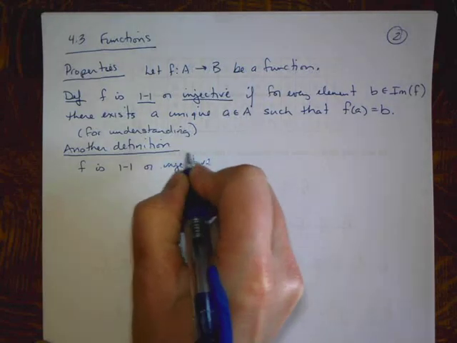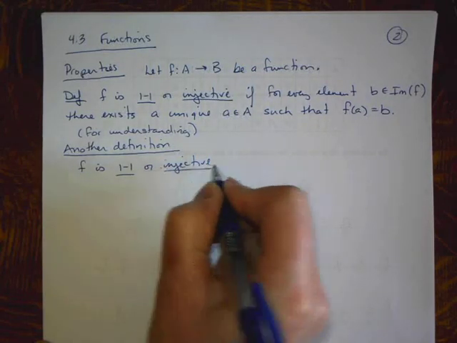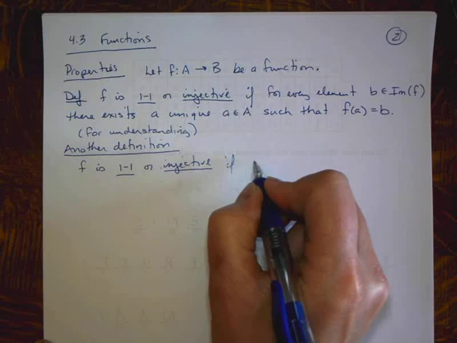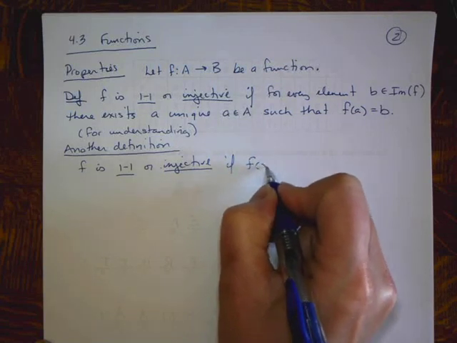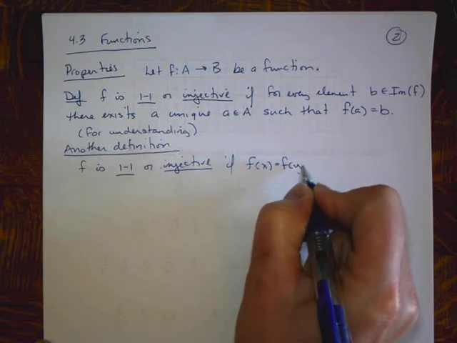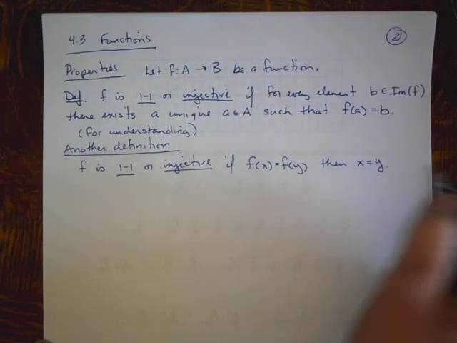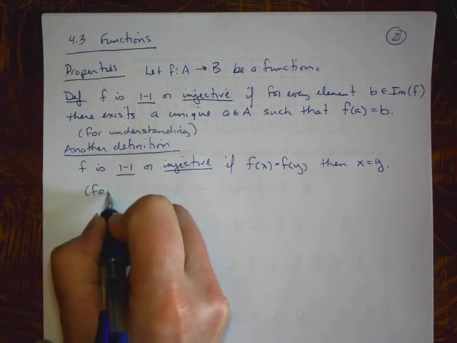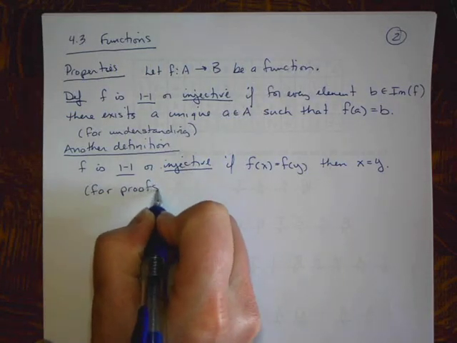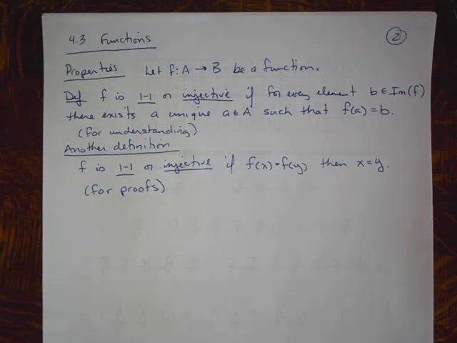So f is one-to-one or injective if, here we go, if f of x equals f of y, then x is equal to y. Okay, and in my notes I say this one is for proofs. Let's go back and look at the example and look at this definition.